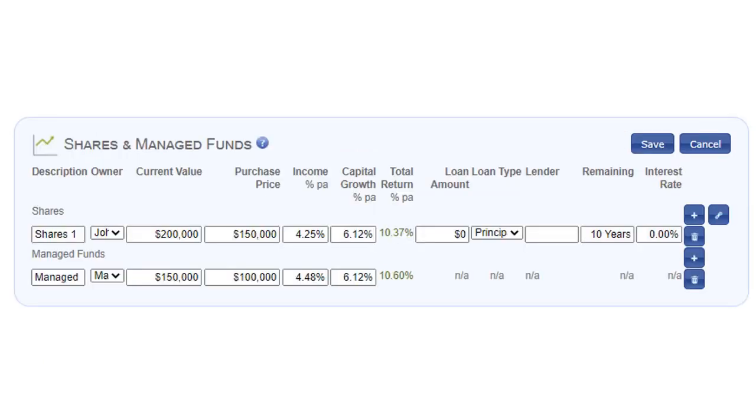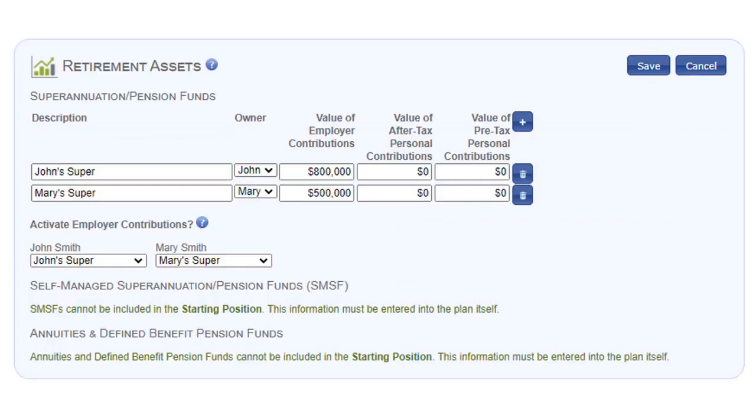John has investments in shares and Mary has investments in managed funds. In superannuation, each have their own account. If they had a self-managed superannuation account, then they could have a joint account, but the information would need to be entered directly into the plan.